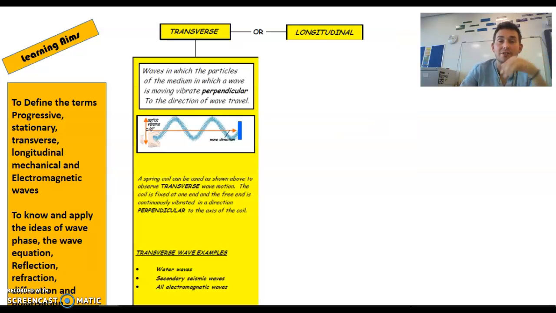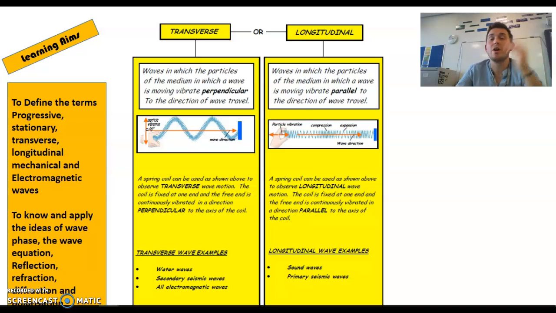They can also be transverse waves, which is the up and downy type, which has the definition: waves in which the particles of the medium vibrate perpendicular to the direction of propagation. So your classic sine wave shape. Or longitudinal waves, in which the particles vibrate parallel to the direction of propagation. Like that. Well, you really didn't need to see me do that, did you? And there's some info there. So water waves, secondary seismic, and all electromagnetic waves are transverse, and longitudinal waves are sound waves, primary seismic. So like S and P waves in geography, which, yeah, is a real subject apparently.